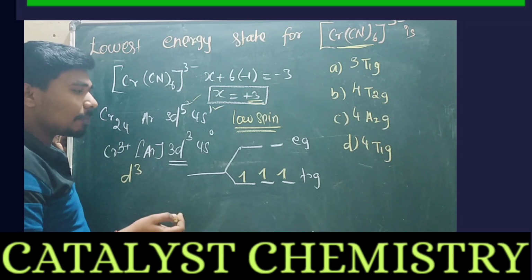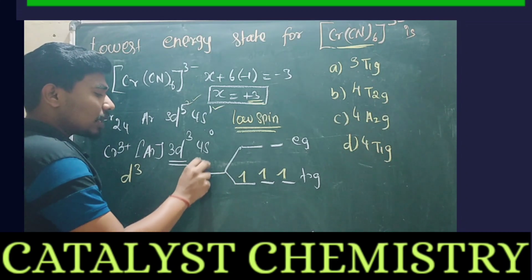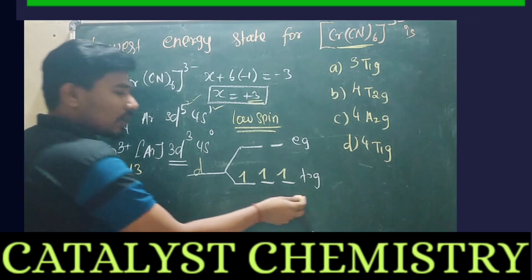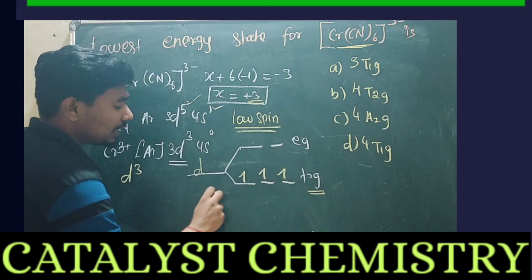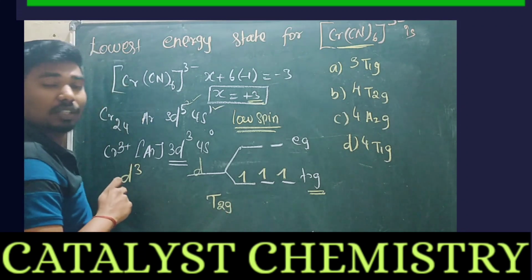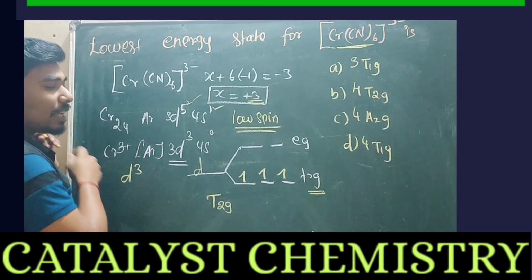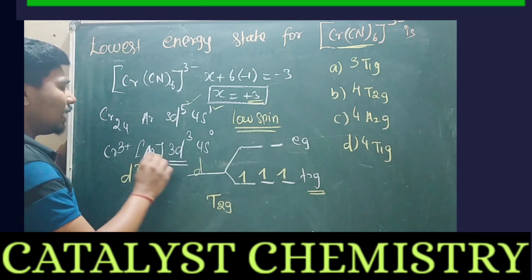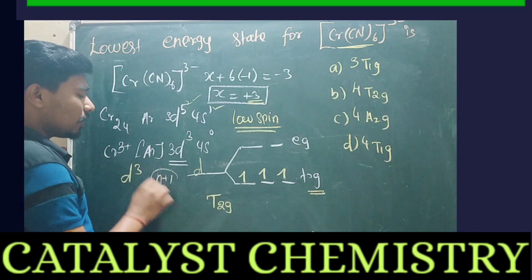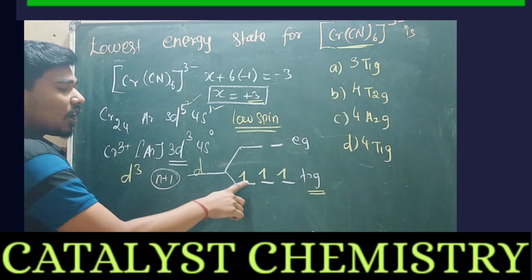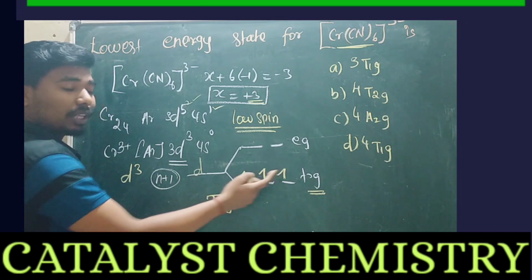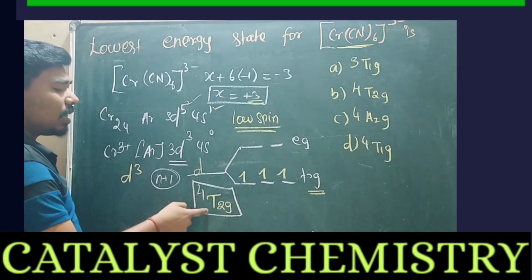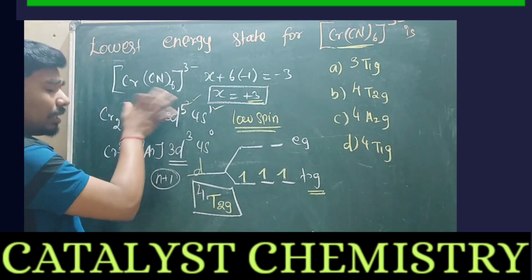So what we can do directly is, as per our shortcut, take the lowest energy term in the d orbital splitting. Here, the lowest energy term is T2g. Now, in this case we have to identify the spin multiplicity. The shortcut for spin multiplicity is n plus 1, where n is the number of unpaired electrons. How many unpaired electrons do we have? 1, 2, 3. So 3 plus 1 is 4. So this is the lowest energy or ground state term symbol for this complex.